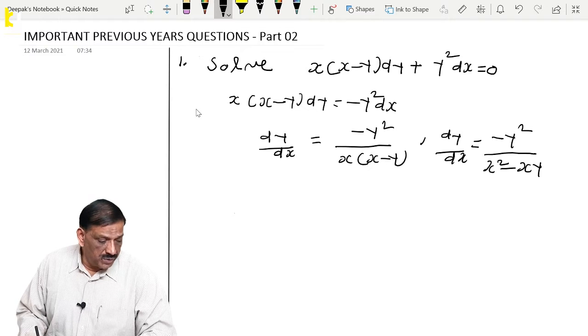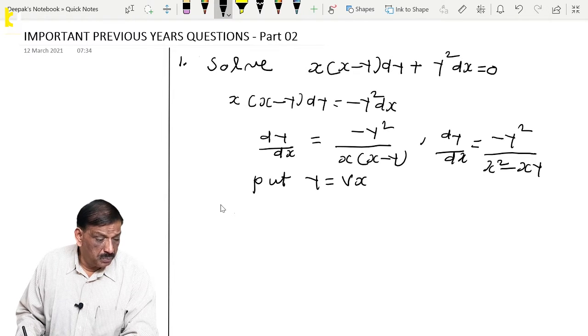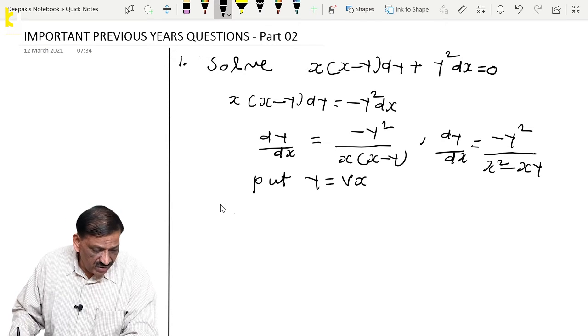Then put y equal to vx. Therefore, we must differentiate y with respect to x. That is dy by dx equal to d by dx of vx. We must apply the product rule of differentiation. We know the product rule of differentiation, that is d by dx of uv.